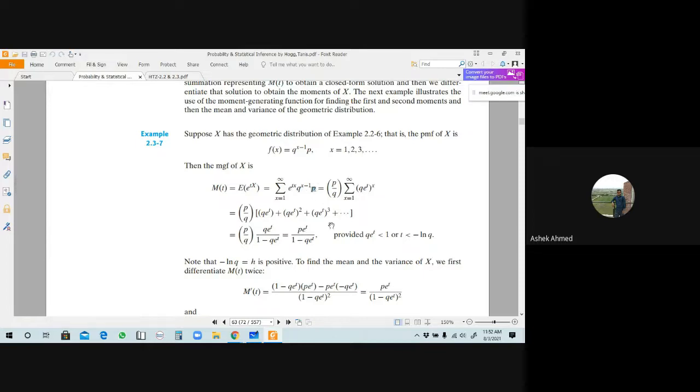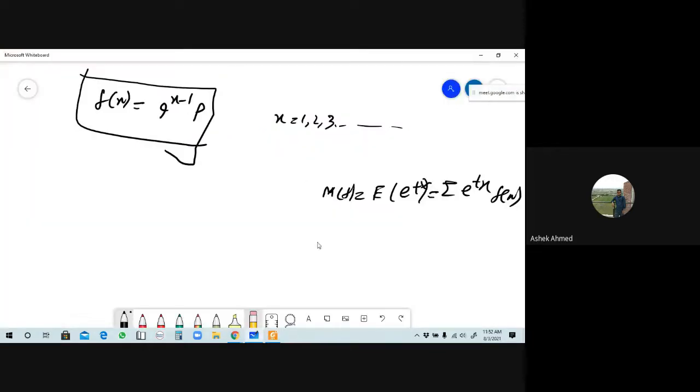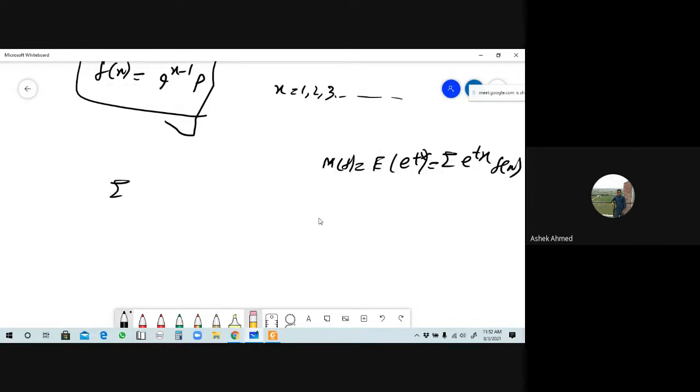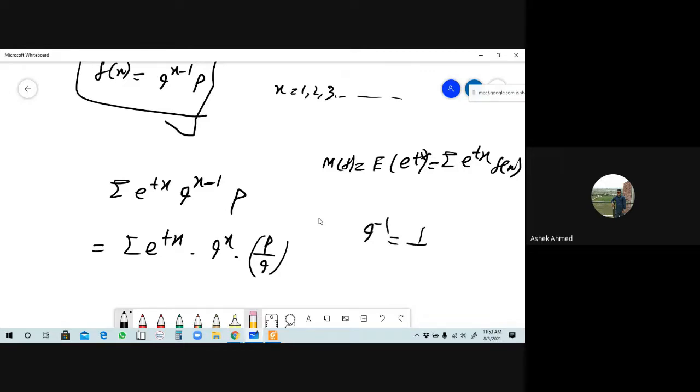Now tell me here, there is given the summation of e to the power tx, q to the power x minus 1 into p. So from here we can say that this is e to the power tx into q to the power x into p by q. See, here there is q to the power minus 1, q to the power minus 1 means 1 by q, is it right? Yes, sir. Now because of the minus 1, this q comes down. Since this is independent of x, it does not depend on x, because the summation depends on x, you can write p by q outside of the summation.